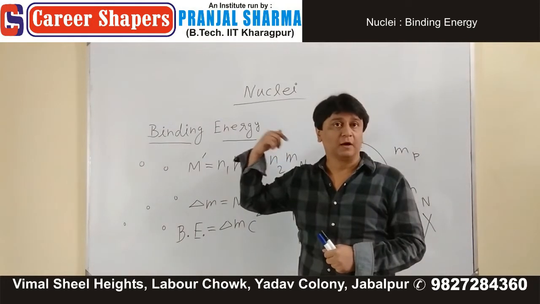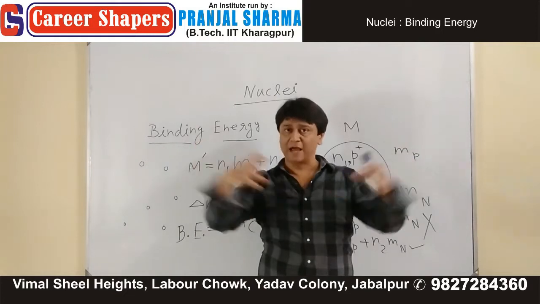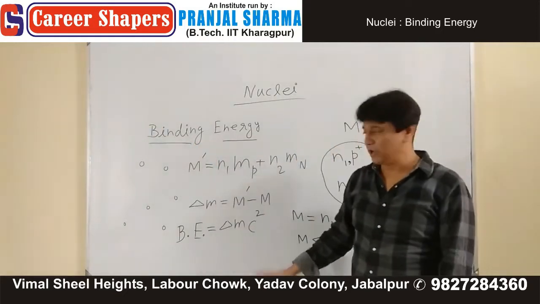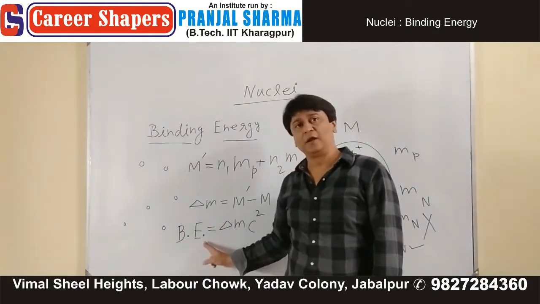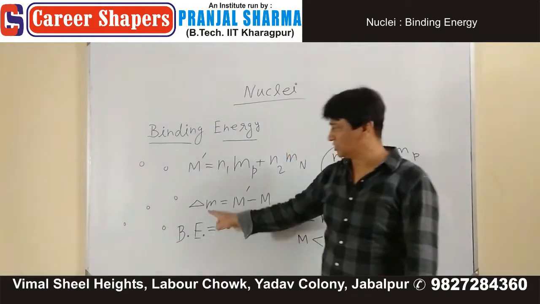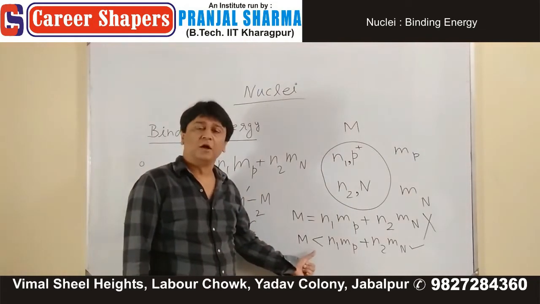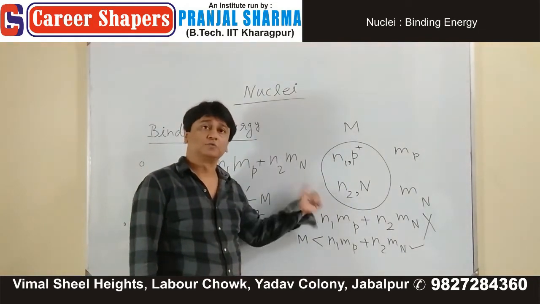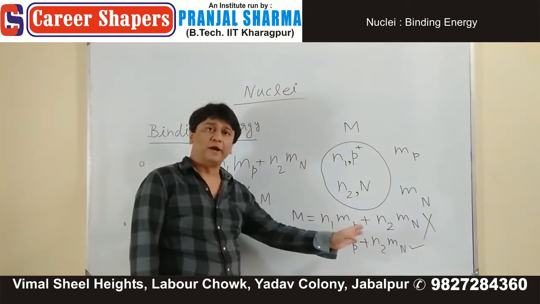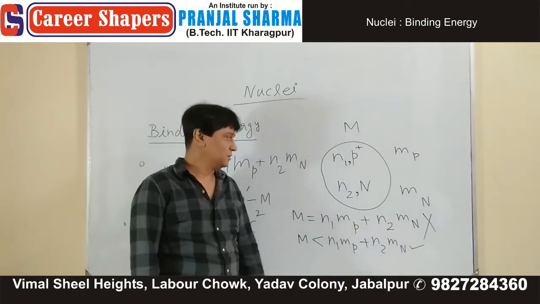In the original direction, they all came together, released kinetic energy. That kinetic energy is nothing but binding energy, and this binding energy has certain mass which is delta M. That delta M tells us that observed mass of the nucleus will always be less than the total mass of all components, all the constituents, all the nucleons taken together.